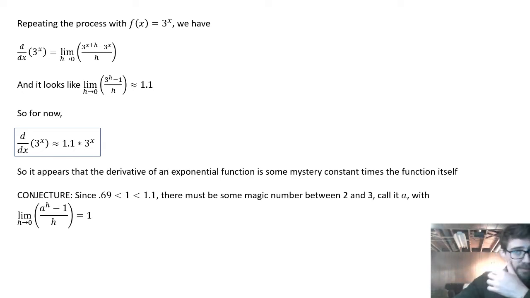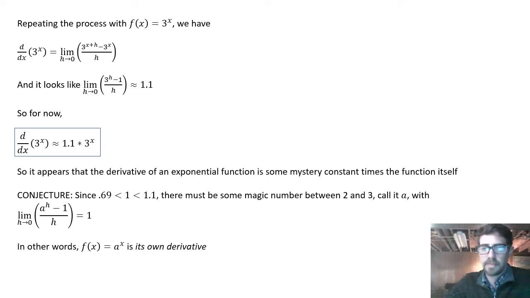So I would ask you to think of a special number between 2 and 3. Maybe a special irrational number with a name, maybe one that has a couple buttons dedicated to it on your calculator that you've certainly seen before when you studied exponential growth. So if this were true and that magic mystery number existed, then we would have a function that was just its own derivative. And as you've all guessed by now, that magic number is e.